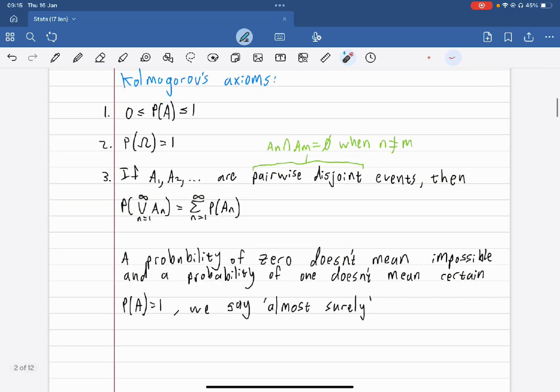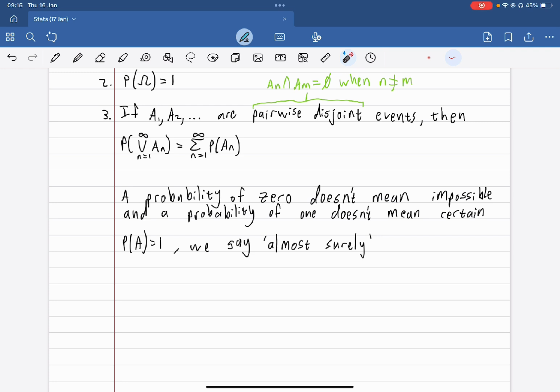And the third one is that if you have events A1, A2 going on, and they're all pairwise disjoint. So pairwise disjoint means there's no overlap. So event An and Am, the intersection of those two sets, is equal to the empty set, when n is not equal to m. So different events have no intersection. Then this tells us that the probability of the union of these events is equal to the sum of the probability of these events.